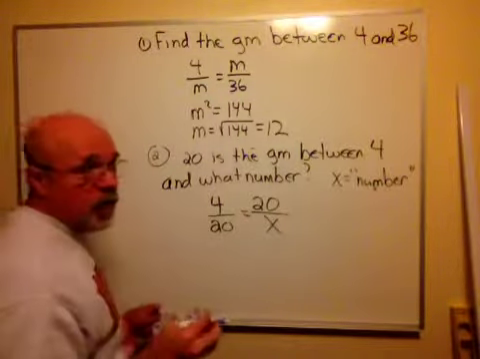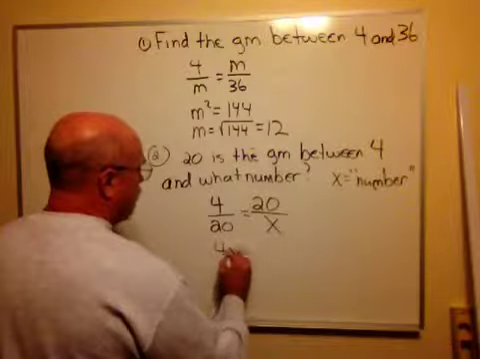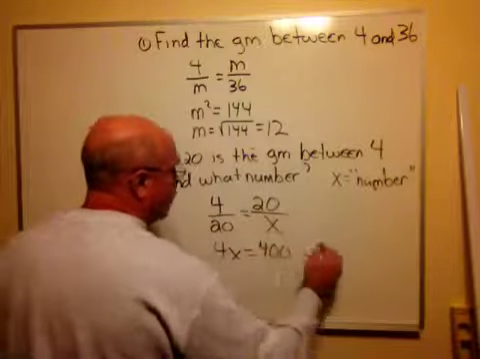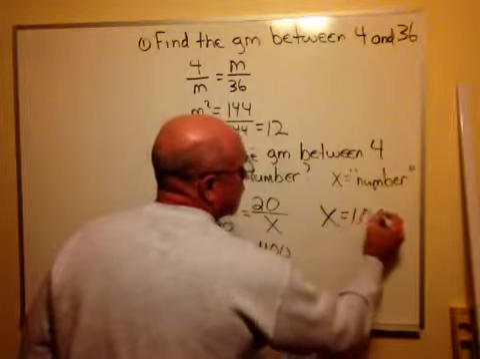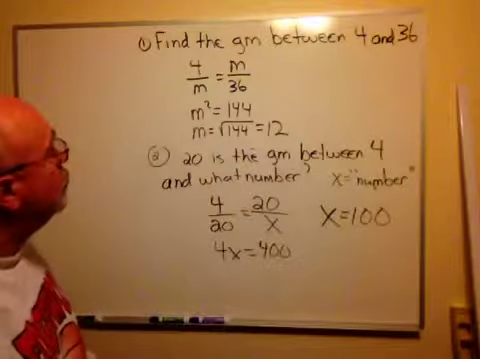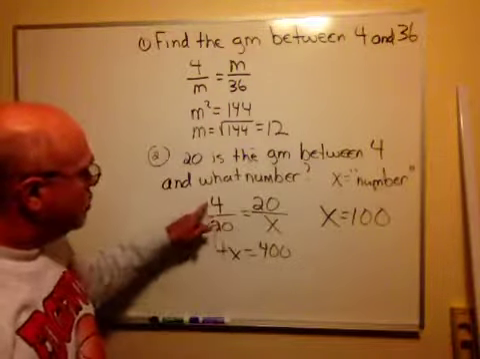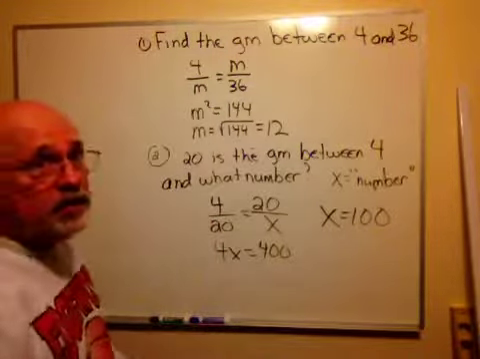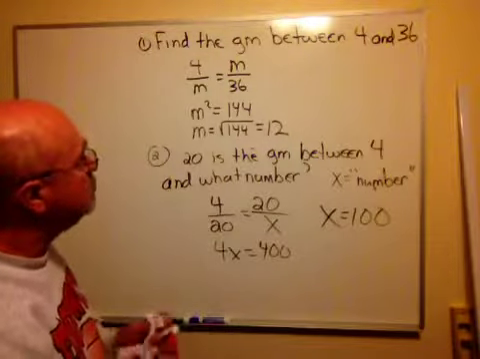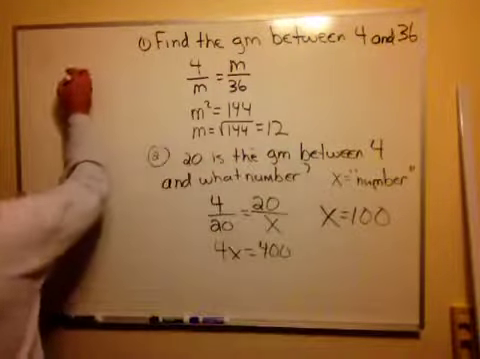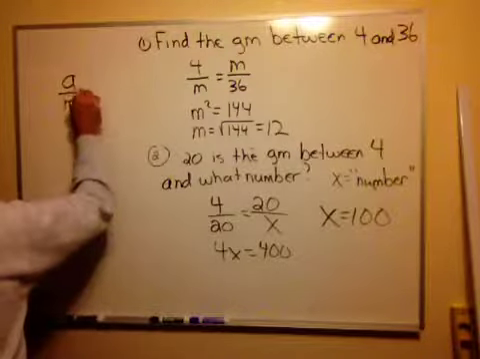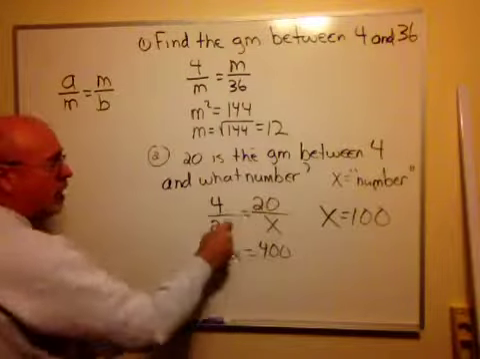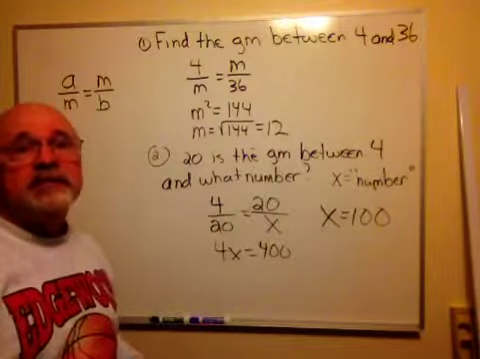Okay, we cross multiply, so this will be 4x equals 20 times 20, which is 400. Divide by 4, x is 100. So sometimes you know the geometric mean, and you'll be solving for one of the other numbers. Sometimes you want the geometric mean. But in either case, you use the same proportion, the same definition, which I erased, but it was A over M equals M over B, where M is the geometric mean. M might be a variable, M might be a number, but it sits in exactly the same place in the proportion.